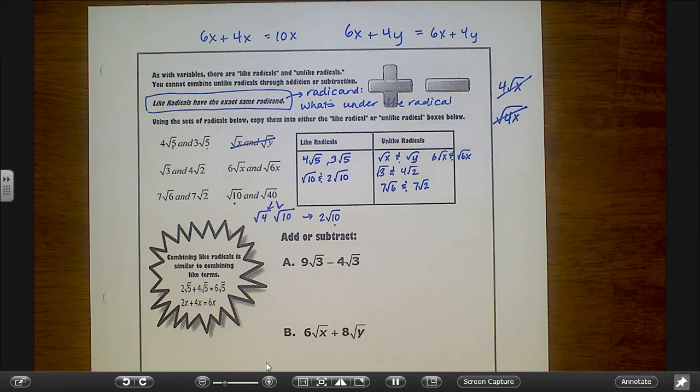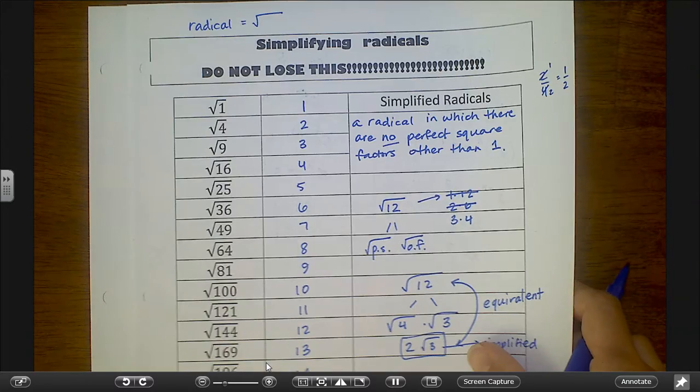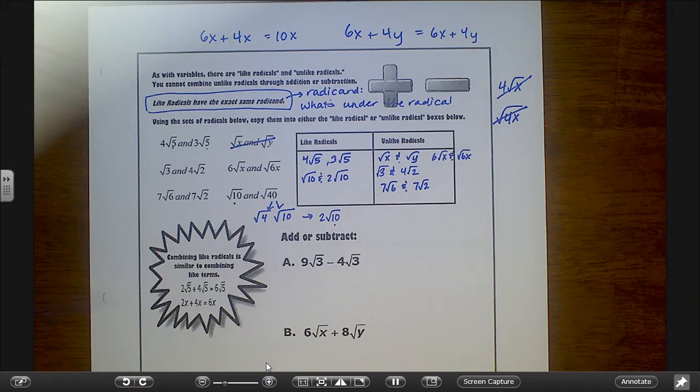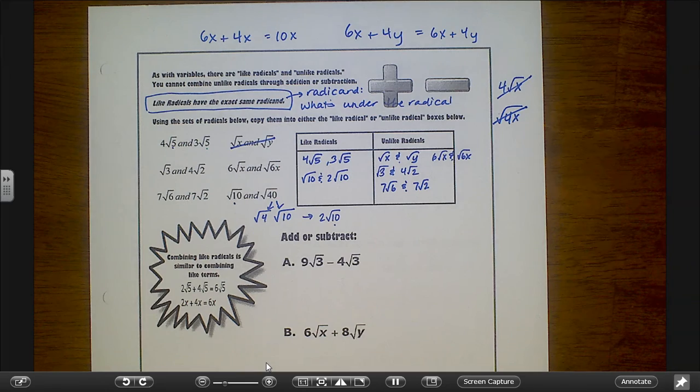So sometimes it's a little bit sneaky and you have to make sure that you've simplified first rather than just say, no, those aren't like terms. I can't do anything with them. Okay, so make sure that you simplify first, which is why, again, it's always a good idea to have the simplifying radical sheet out. That can help you quite a bit.